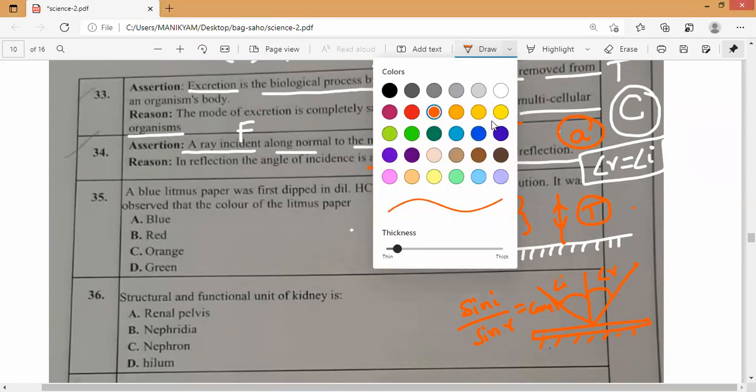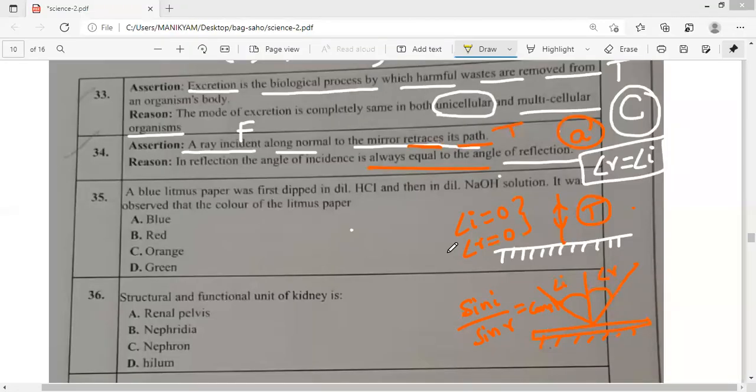The litmus paper is dipped in the acid solution. Tell me what will happen. Red color will come, sir. Blue litmus turns into red litmus. Suppose we take blue litmus, it will turn red in acid.